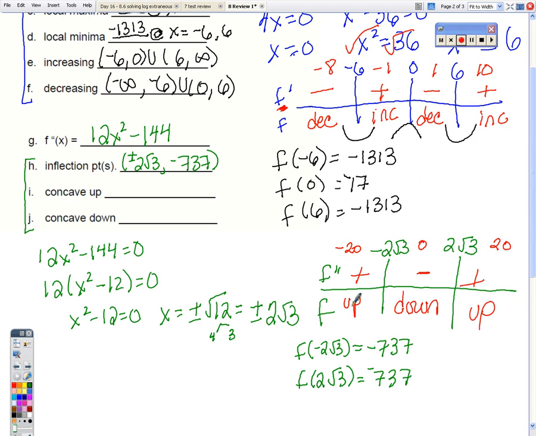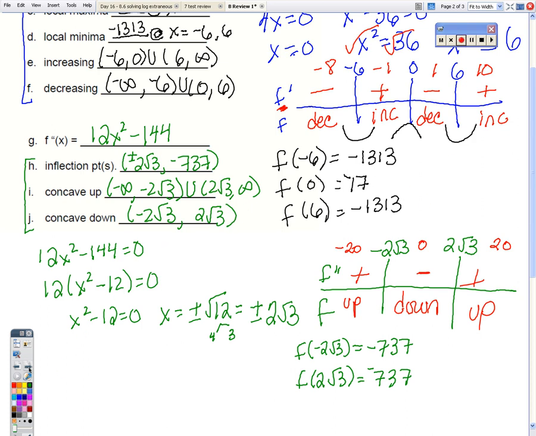Now we're concave up from negative infinity to negative 2 root 3, and again from 2 root 3 to infinity. And then we're concave down in between negative 2 root 3 to positive 2 root 3.